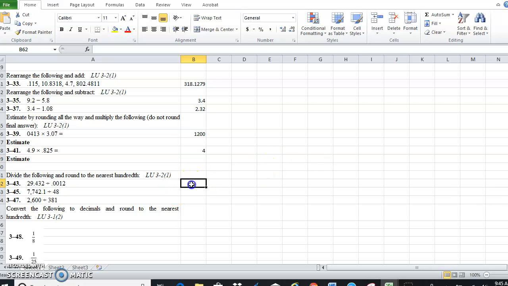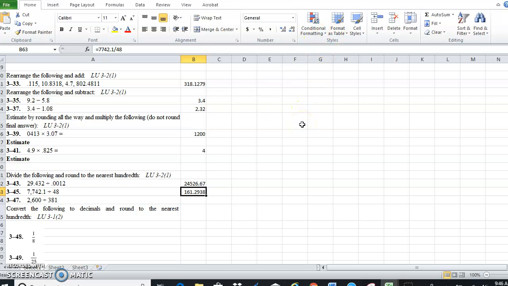Divide the following and round to the nearest hundredths. 29.432 divided by 0.0012, and it's already got us in the hundredths place, so we're in good shape there. And then 7742.1 divided by 48. And it does not have us in the hundredths place.